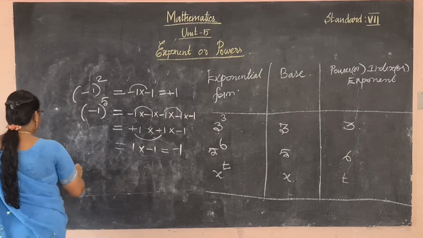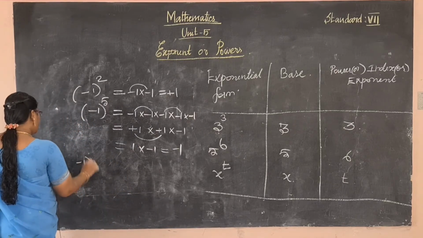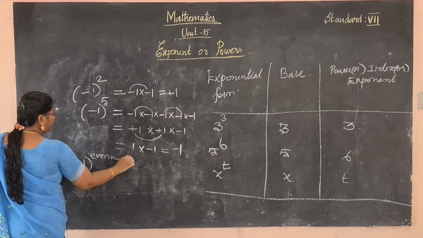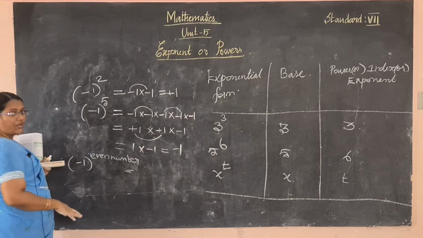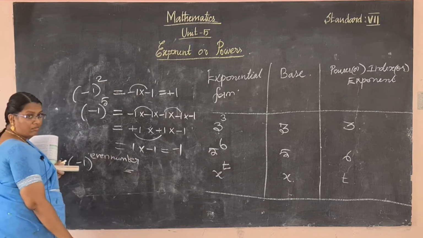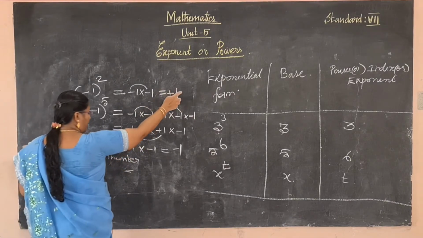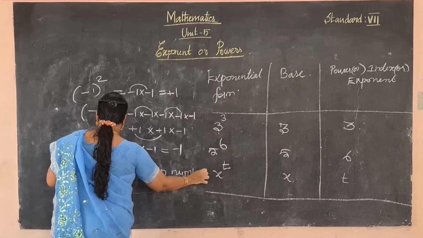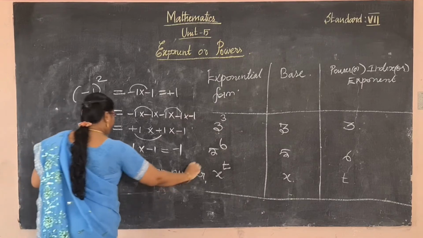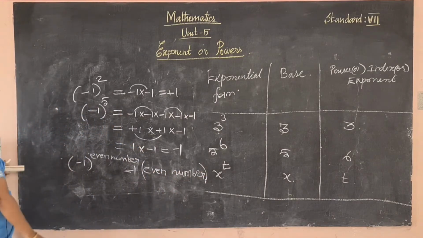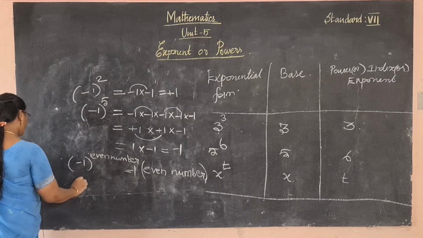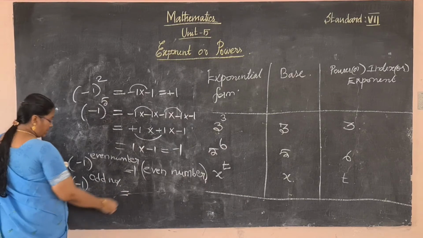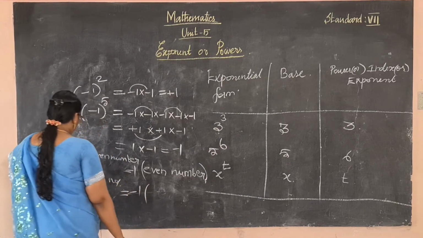From this concept, the conclusion: minus 1 to the power of an even number, any kind of even number, with the base of minus 1, we get 1. And next, minus 1 to the power of an odd number, we get negative 1.